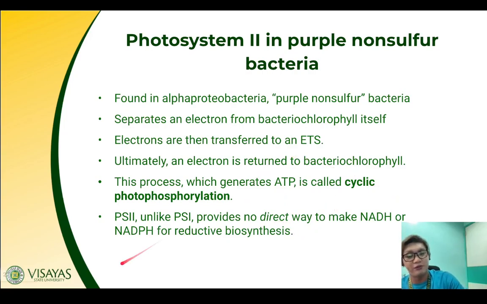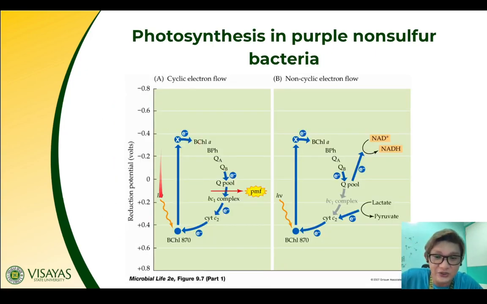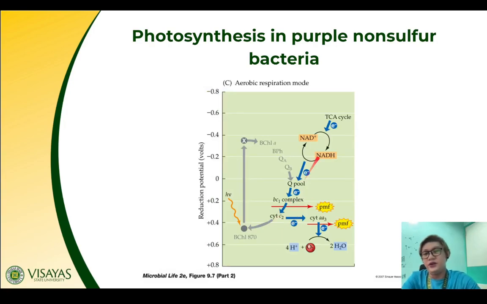PS2, unlike photosystem 1, provides no direct way to make NADH or NADPH for reductive photosynthesis. So if you notice here, this is the cyclic electron flow. The electron donated by the bacterial chlorophyll at this photosystem is just recycled, but it is capable of heterotrophic growth. So lactate and pyruvate could be a source of electrons for the photosynthesis to occur, or the reducing compounds or the energized electron carrier molecules could be those that are produced from the TCA cycle.